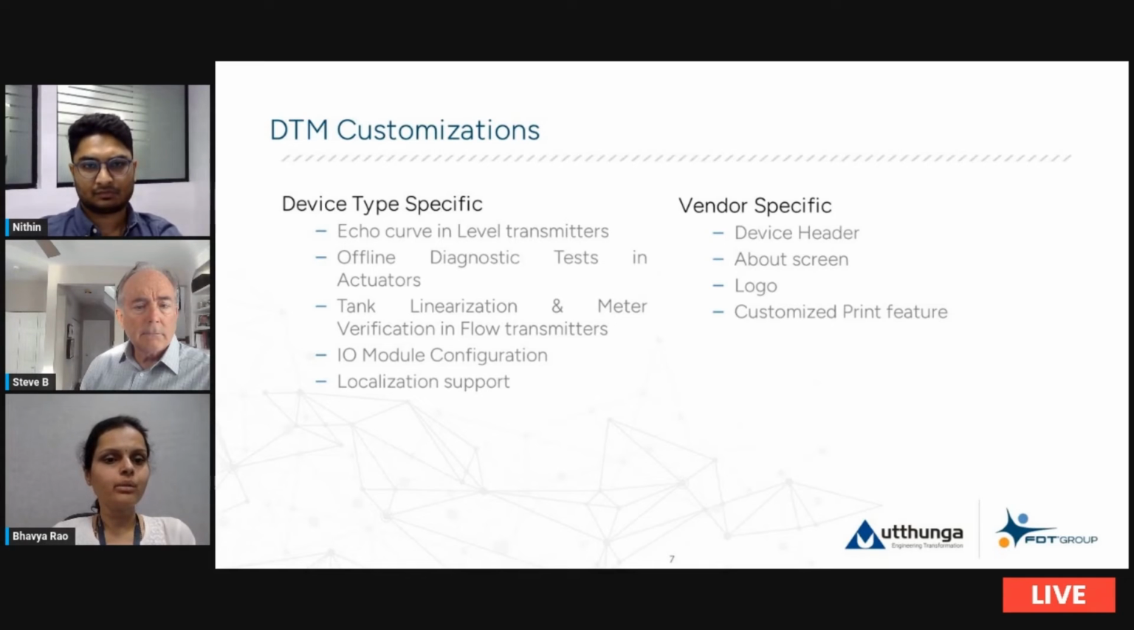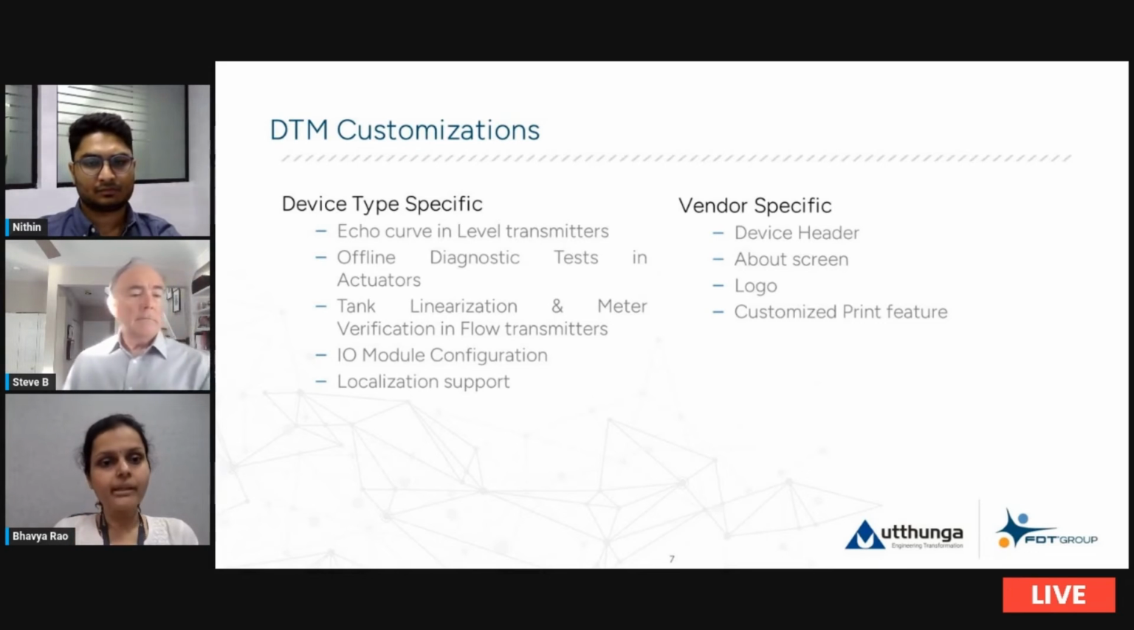Now, when it comes to actuators, we have to perform various offline diagnostic tests, something like a ramp test, step test, multi-step test, or valve signature tests. All these can be combined as a UIP or added as a customization to the DTMs for the actuator device type. And when it comes to flow transmitters, we can offer trunk linearization or smart meter verification. And when it comes to IO modules, we can do the IO module configuration.